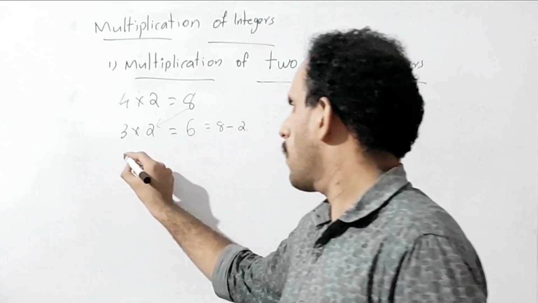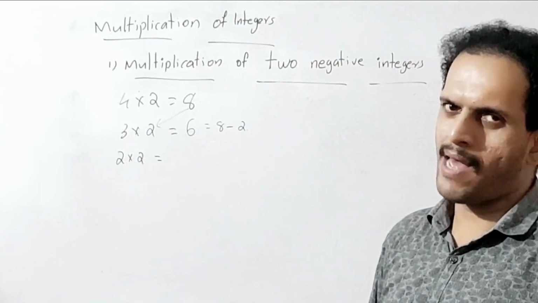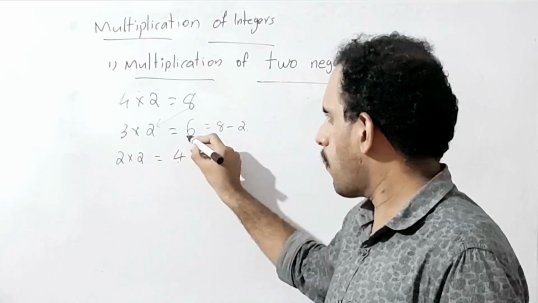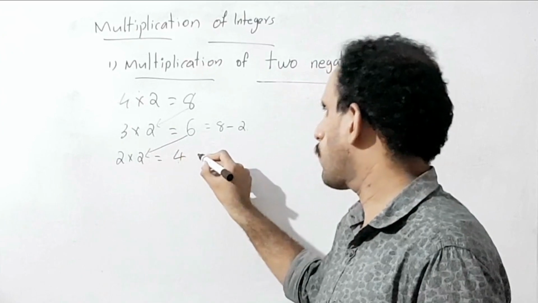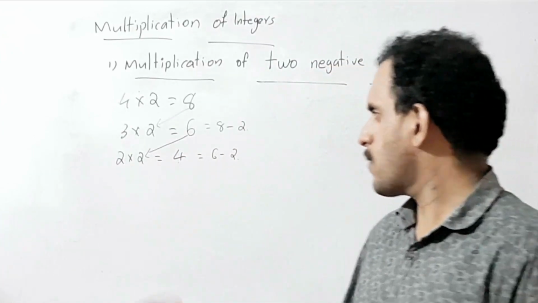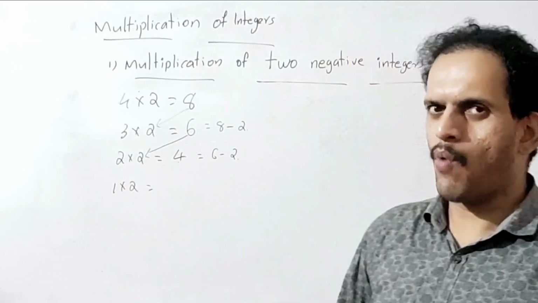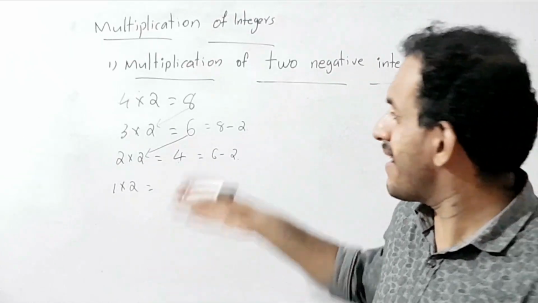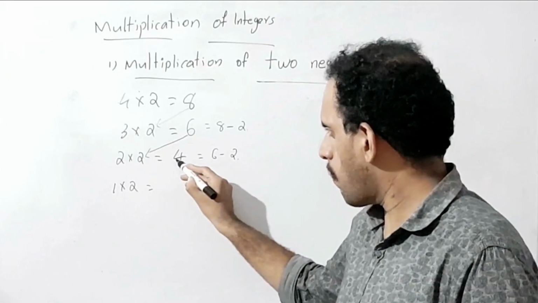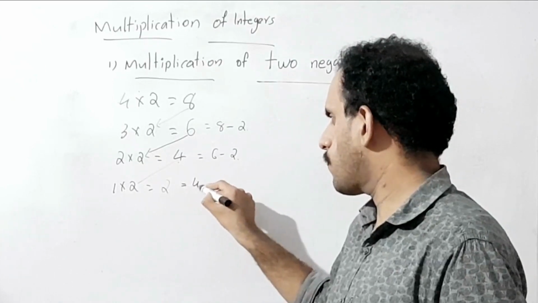Correct? So next, 2 into 2. What is 2 into 2? We know the answer. How do we find it? The answer is 4. How do we get this 4? The 4 is 6 minus 2. Correct? Then the next one is 1 into 2. What is the idea to get the answer? To get the answer, we subtract 4 minus 2. Correct?